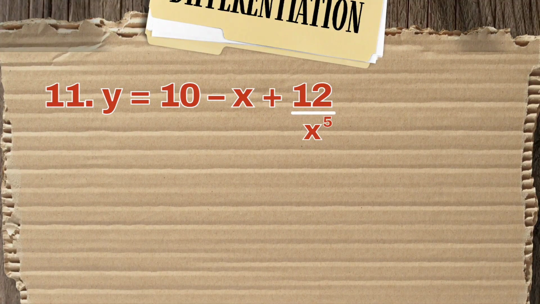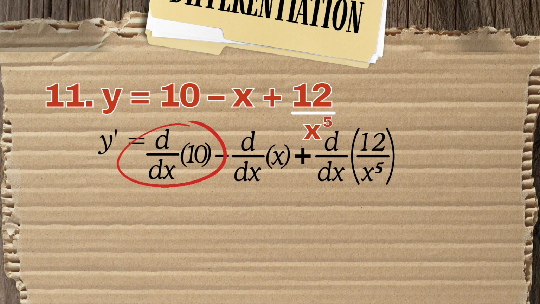For number 11, we have a given of y is equal to 10 minus x plus 12 over x raised to 5. The first thing we will do is to separate, or we're going to get the derivative of each term. For this function, we can use the rule number 4, which is the derivative of a sum or a difference, as we all know that if the given is a constant, it will automatically equal to 0. So the derivative of 10 is equal to 0, then copy the minus sign and the derivative of x is equal to 1 plus the derivative of 12 over x raised to 5.